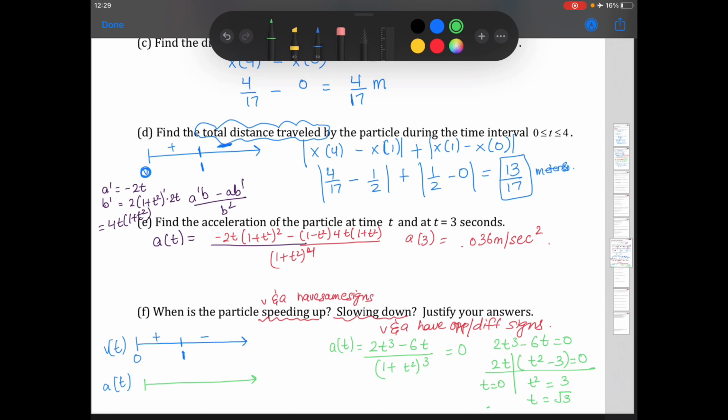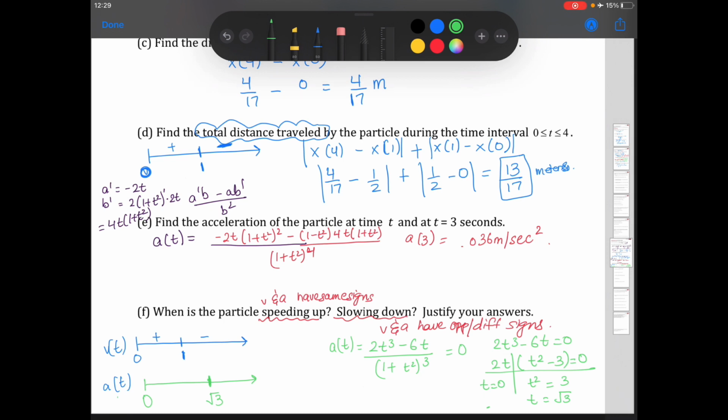So these are our two critical points, or where my acceleration is equal to 0, at 0 and rad 3. If you were to put it exactly, rad 3 is actually a number greater than 1, so it's going to go right here. So now I'm going to pick a number in each interval and plug into my acceleration equation, because this is my acceleration number line. So let's say I pick 1.